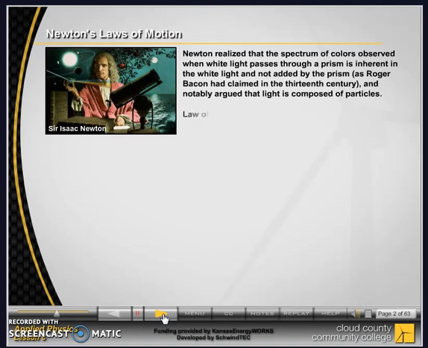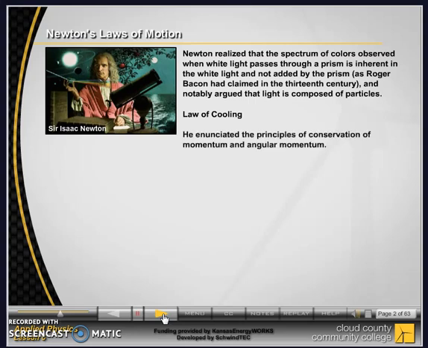He also developed a law of cooling, describing the rate of cooling of objects when exposed to air. He enunciated the principles of conservation of momentum and angular momentum. Finally, he studied the speed of sound in air and voiced a theory of the origin of stars.